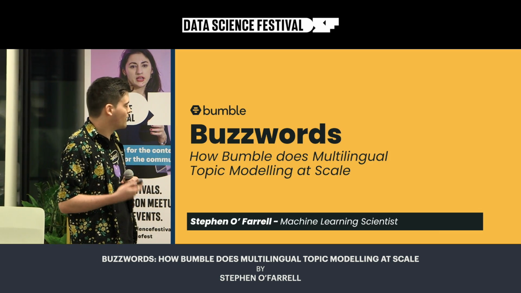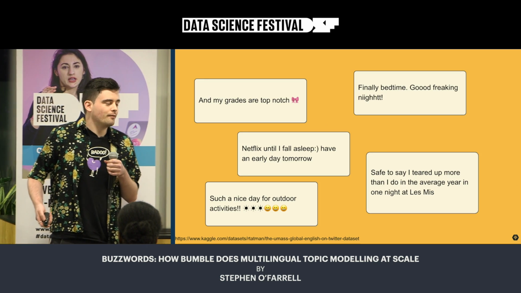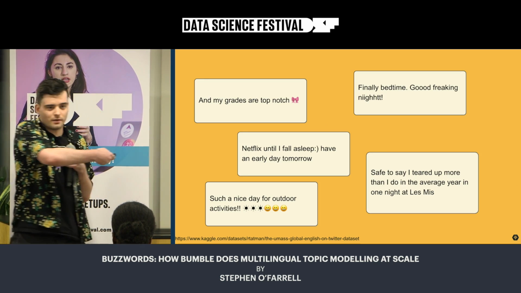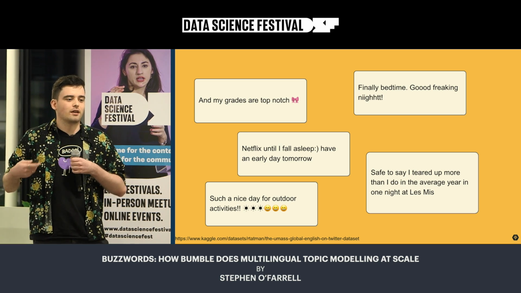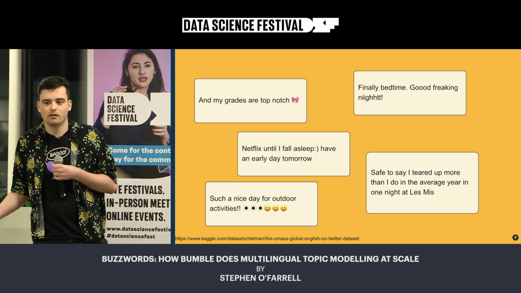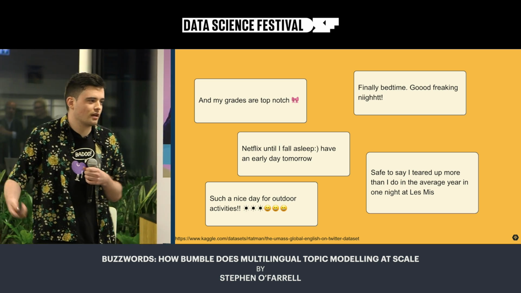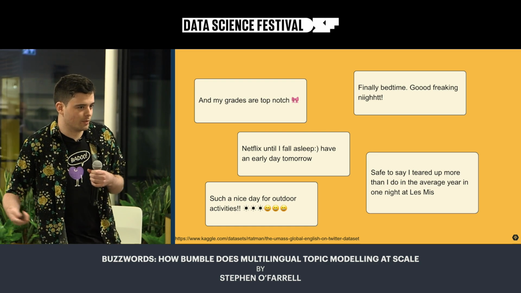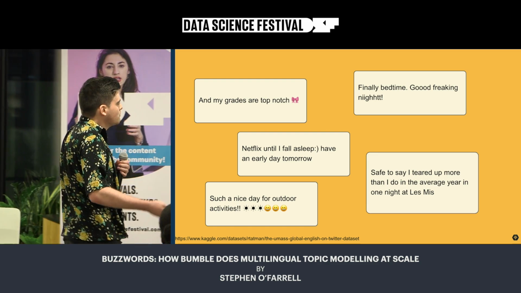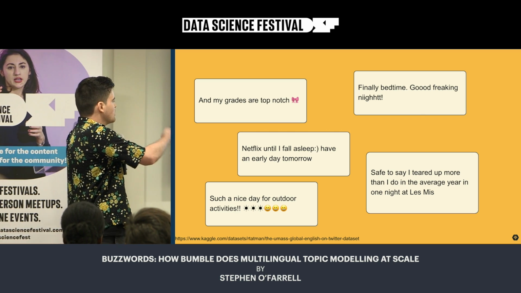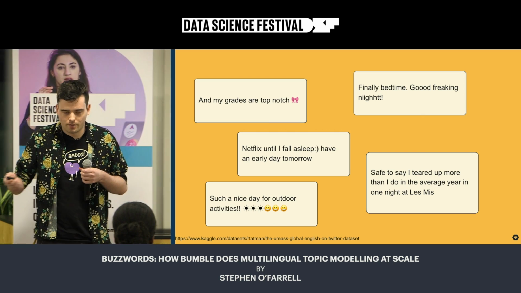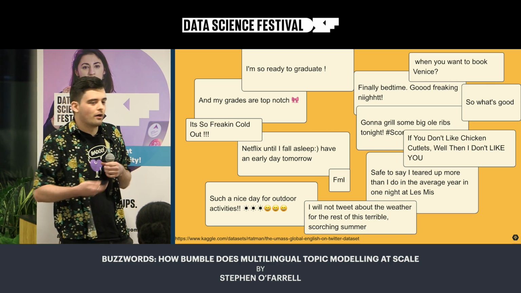And today, I want to ask you a question. If I was to show you these 5 tweets, would you be able to pick out some of the main things being talked about here? Now, I'm an optimist. I like to see the best in people, so I think you probably could. It's quite easy, right? We have mentioning sleep, mentioning school, Netflix. It's pretty simple. What about now?